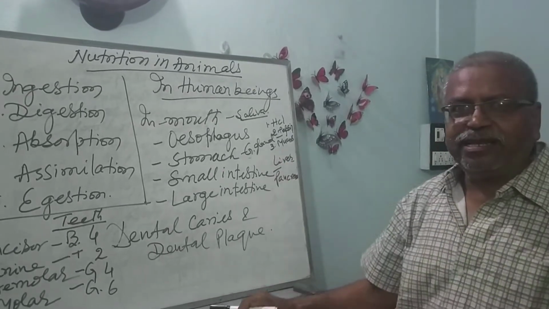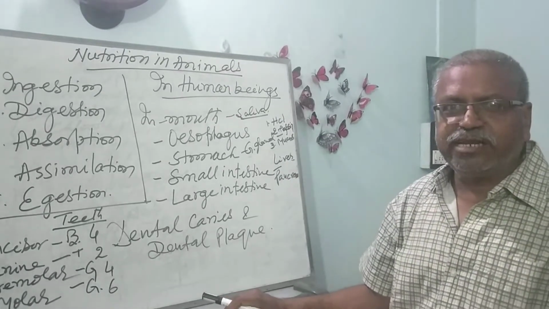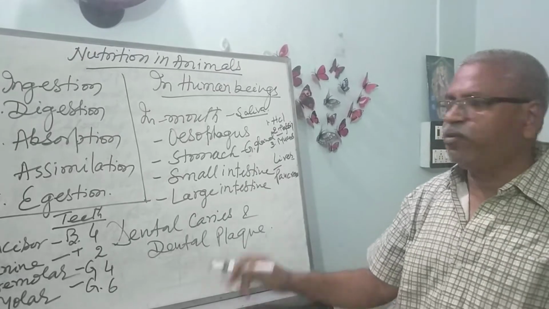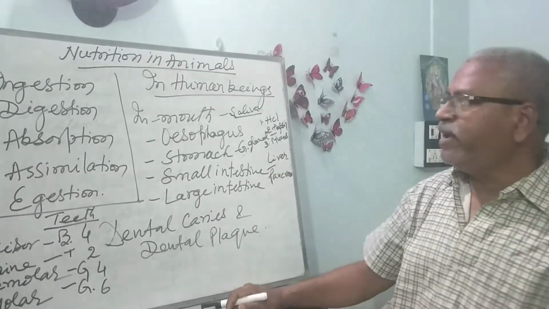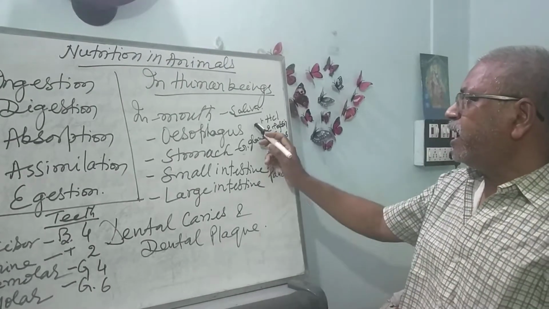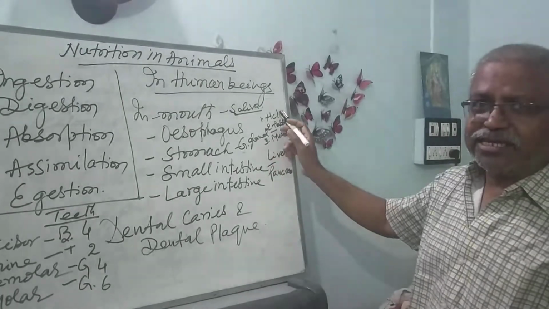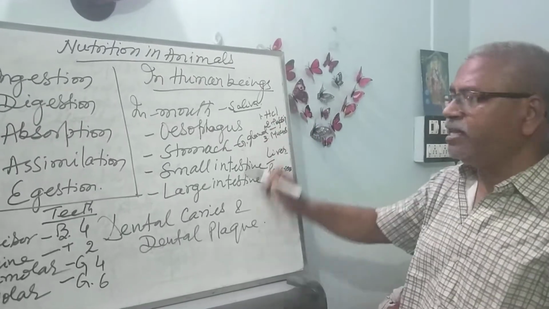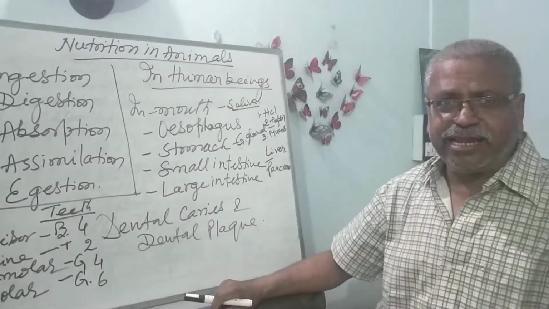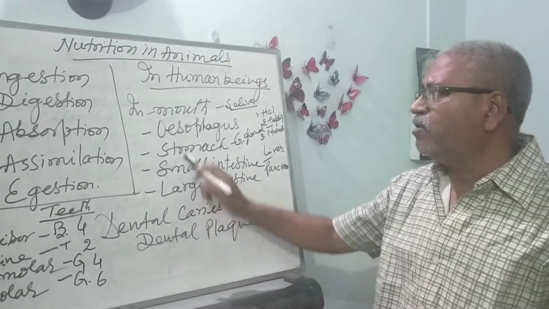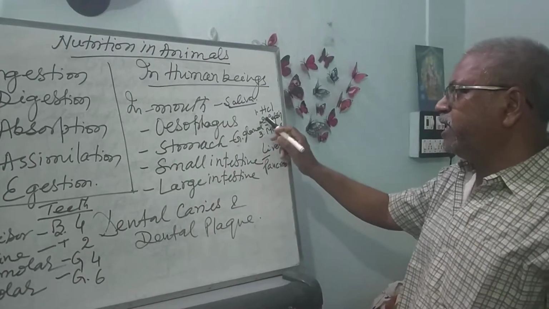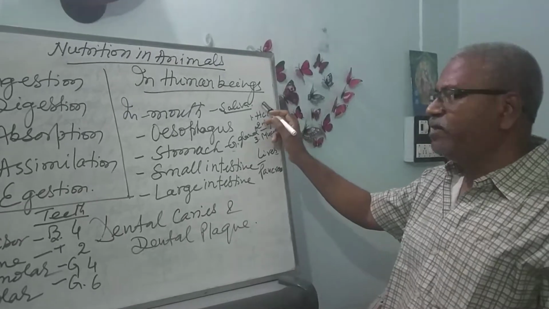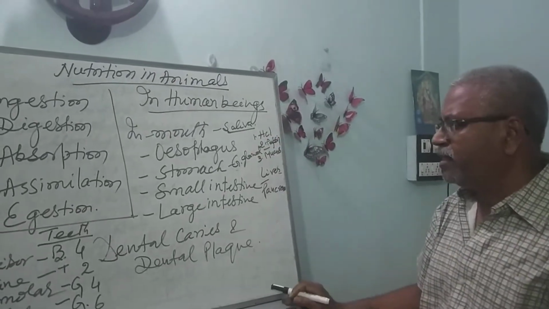The pepsin breaks protein molecules into peptone, and the mucus prevents the adverse action of this HCl. Since this HCl is acidic in nature and acid may corrode the wall of the stomach, this mucus helps in preventing the action of the HCl.